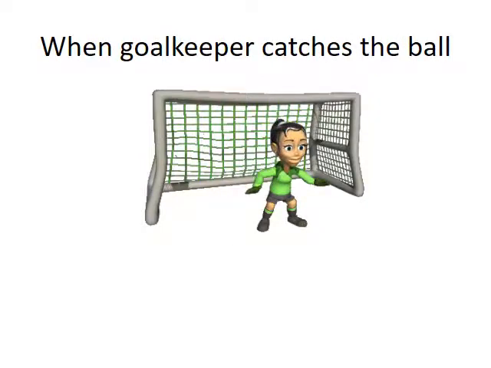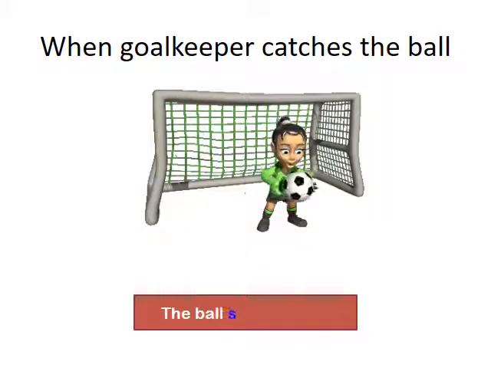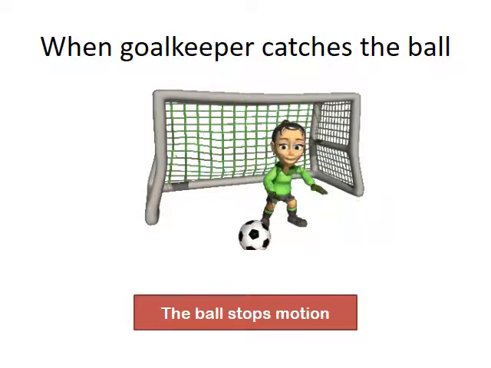Now, if a goalkeeper wants to stop the ball from getting inside the net, he or she has to apply a force in order to catch this ball and stop its movement. So one of the uses of force is to stop the movement or the motion of an object.